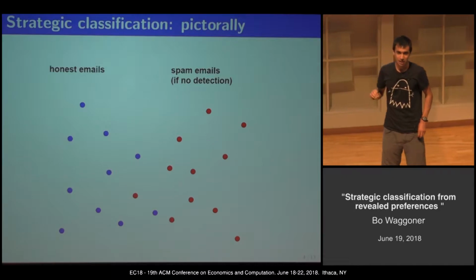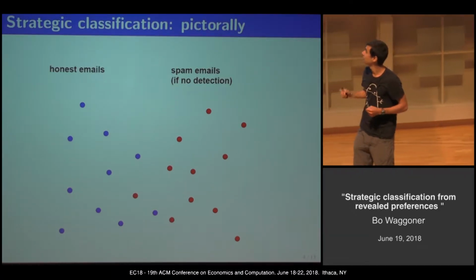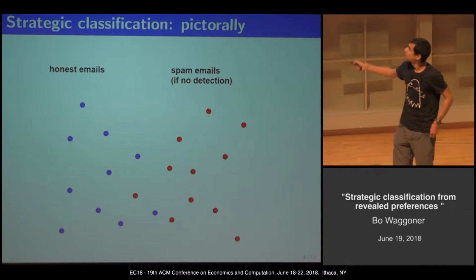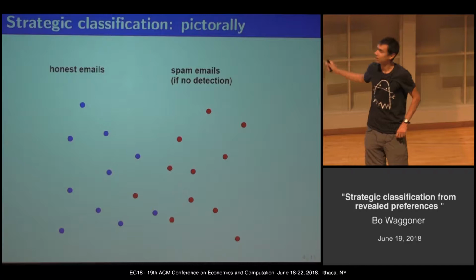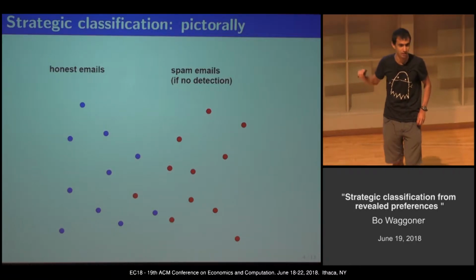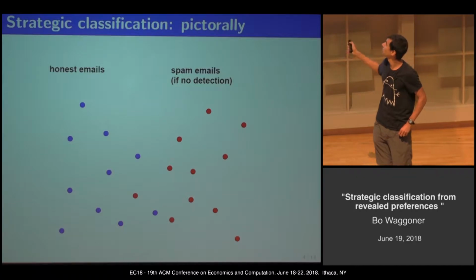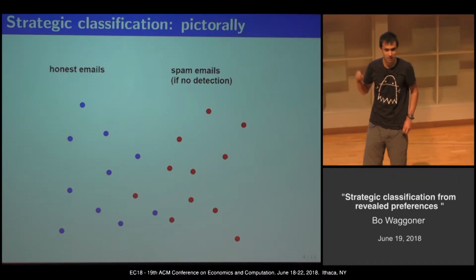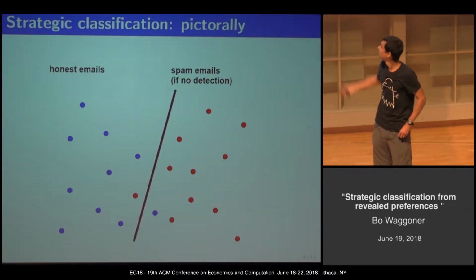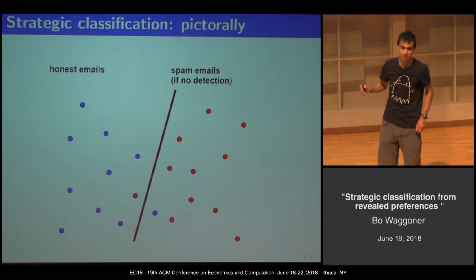Okay, so this is how I picture strategic classification happening in the context of our paper. If there were no spam filter, there'd be some sets of emails out there, and we can represent them as points in R to the D. Some are honest, blue, some are dishonest, or spam, red. If you looked at this data, you would deploy some spam filter, which let's say is a hyperplane, such that points on one side are classified as honest and on the other side as spam.